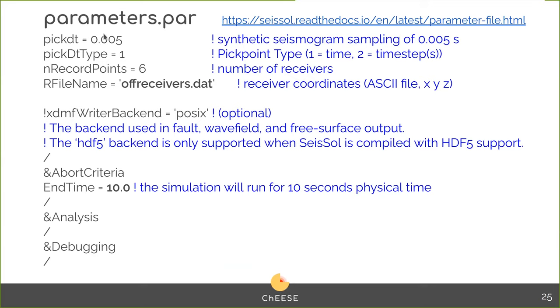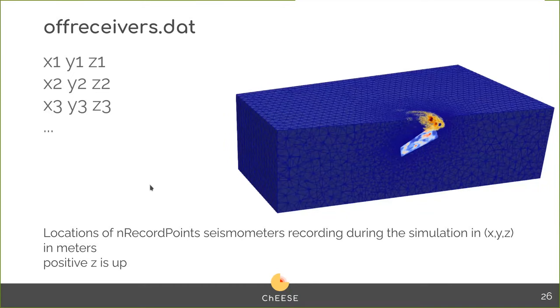Then we have some parameters to define the ASCII receiver. If we want to generate some seismograms, we link to this ASCII file. So we have six points with a sampling rate of 5 milliseconds. And in this abort criteria namelist we define the final time of the simulation. So SeisSol will run for 10 seconds and then stop. The off-fault receiver file is just an ASCII file with the coordinates of each receiver in it. So nothing complicated.